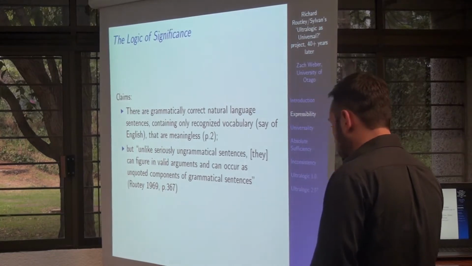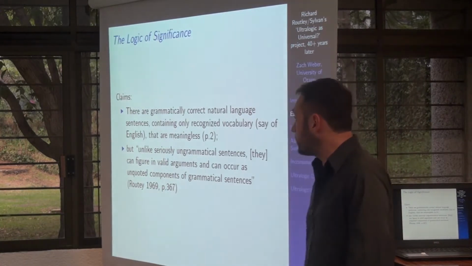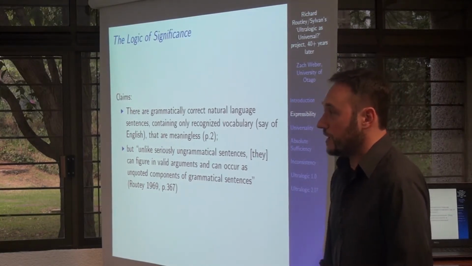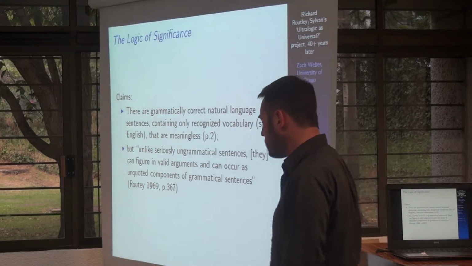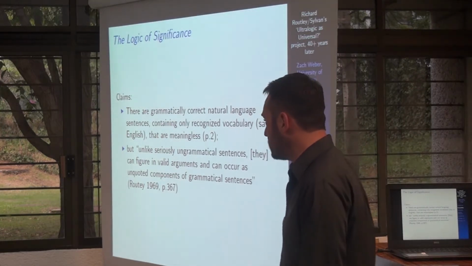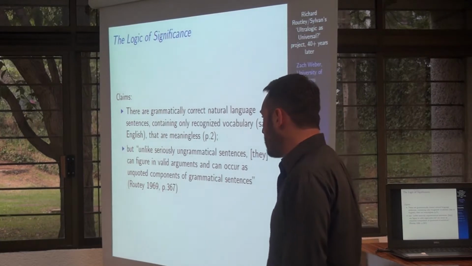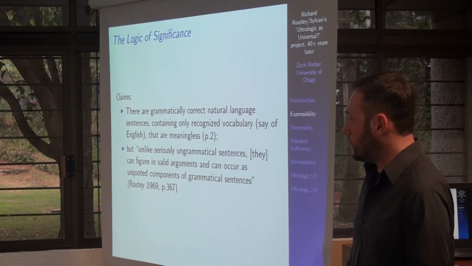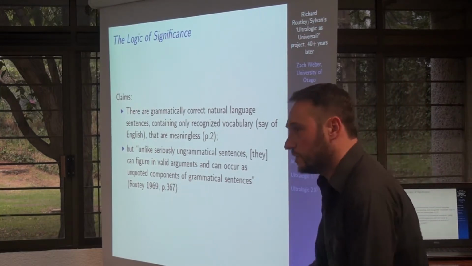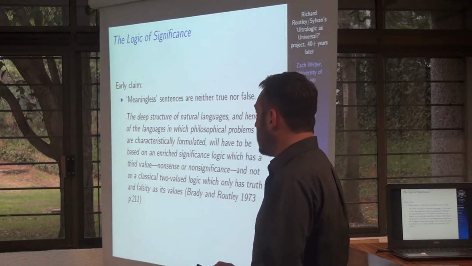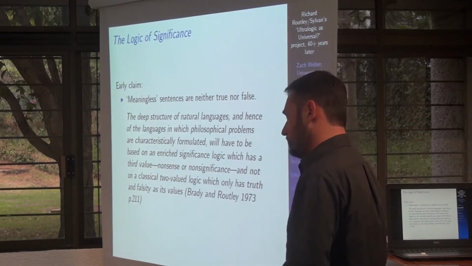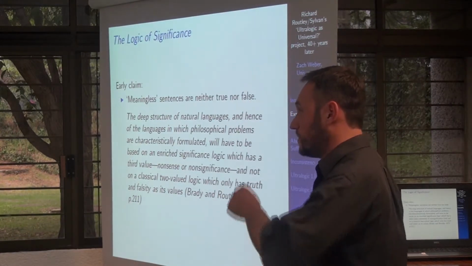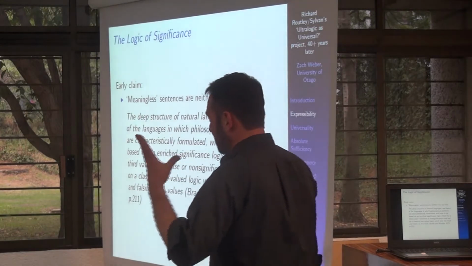So their claims in that book, early on even, are that there are grammatically correct natural language sentences containing only recognized vocabulary of English that at that point they are calling meaningless. But unlike seriously ungrammatical sentences, these things can figure in valid arguments and can occur as unquoted components of grammatical sentences. So even if these things are meaningless, they're still useful or legitimate in some way. The early Richard Routley, working with Goddard, thinks that these meaningless sentences should be treated as neither true nor false. What a thought.